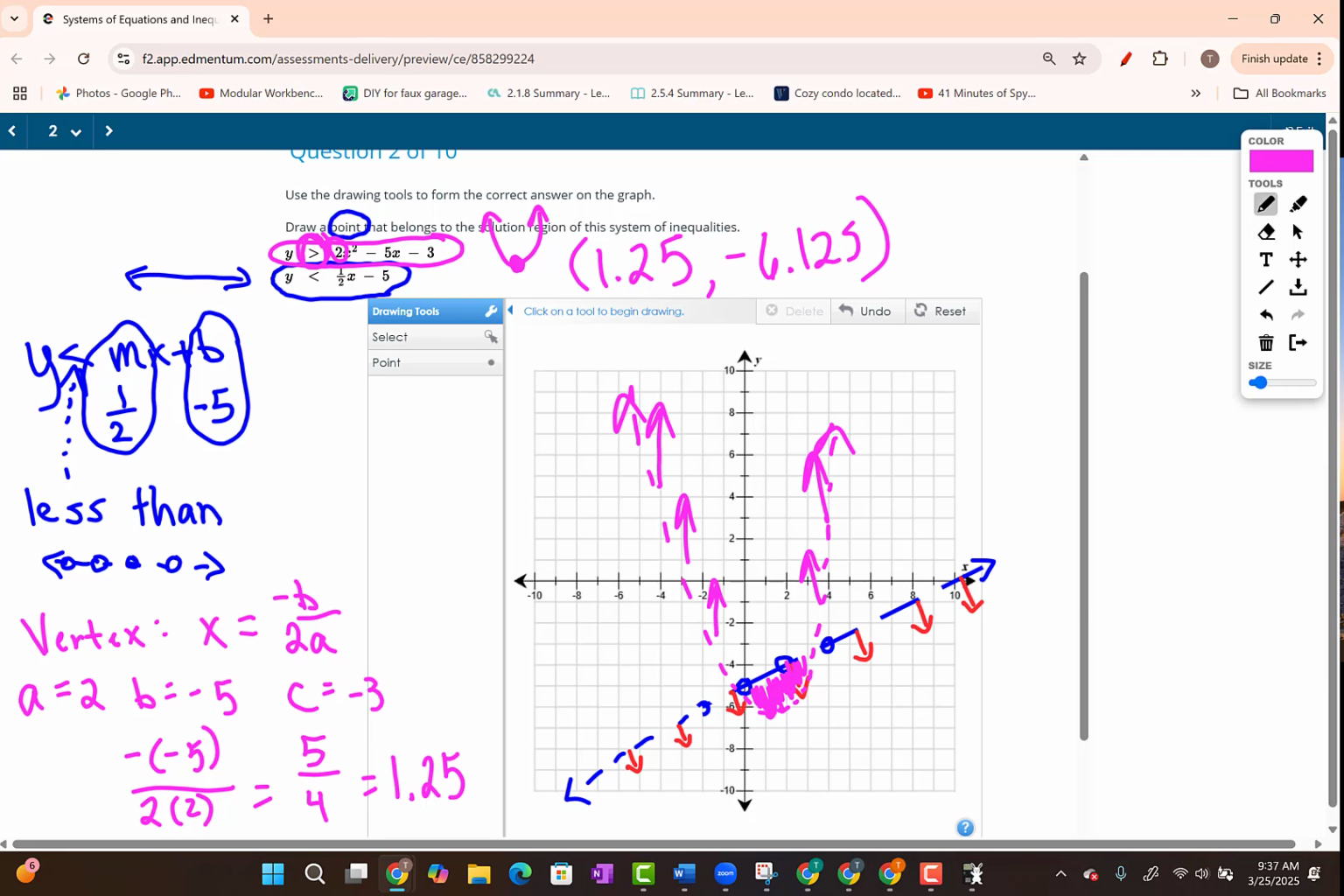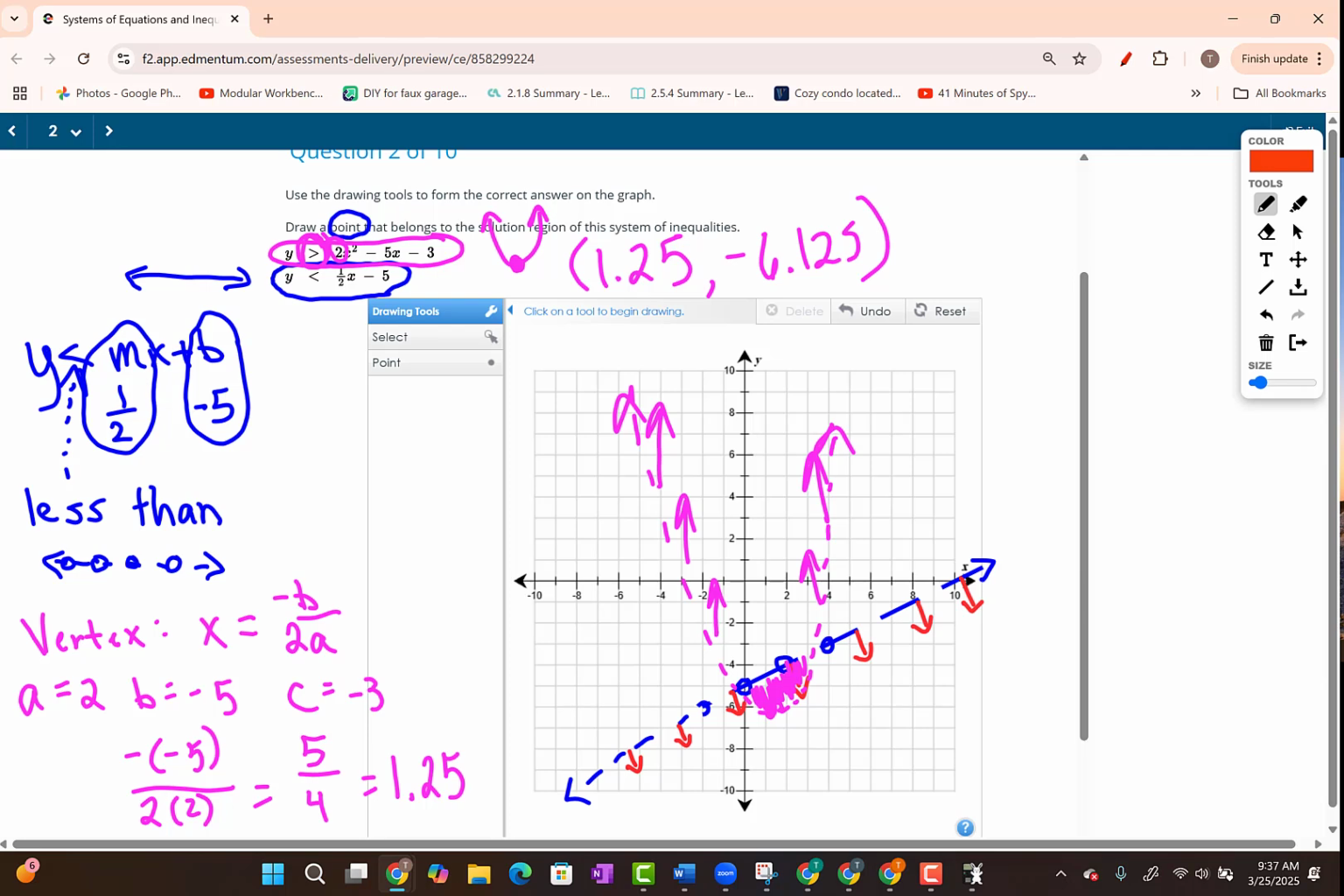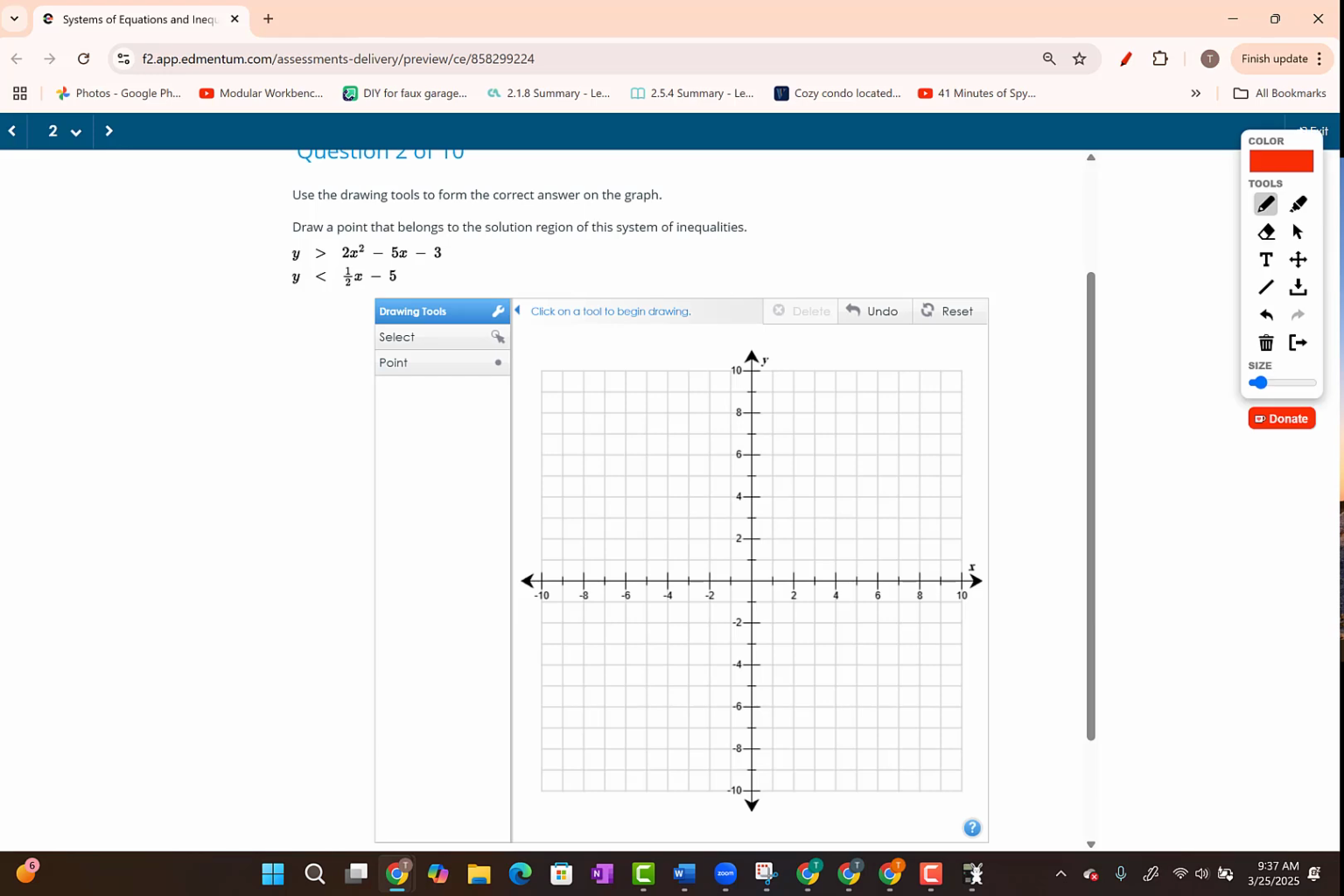So it appears, let me pick a dark point, it appears about this point right here. Right here. It appears this point right here satisfies both inequalities, but let's check. So the coordinates for that point are (1, -5). Let's double check and make sure the point (1, -5) makes both of these inequalities true.